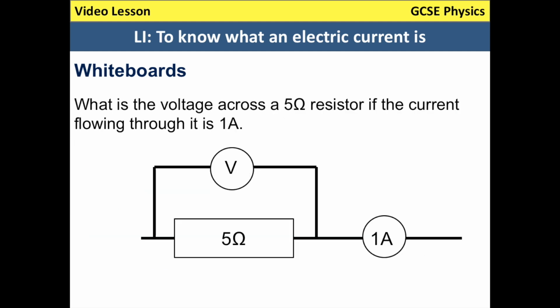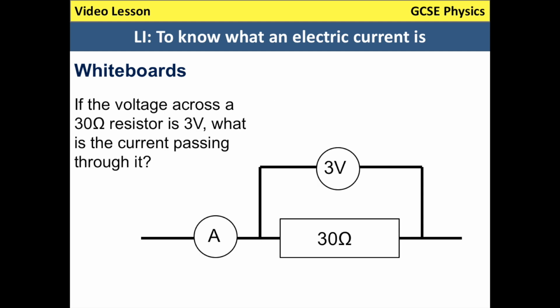Okay, what is the voltage across a 5 ohm resistor if the current flowing through it is 1 amp? So again, we're going to use potential difference equals current times resistance. So we do 5 multiplied by 1, which gives us a correct answer of 5 volts.